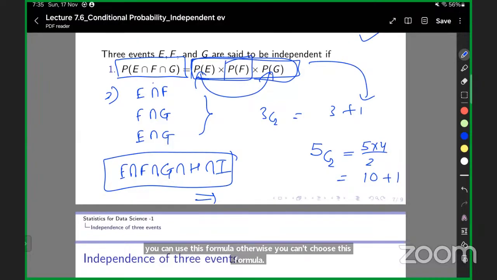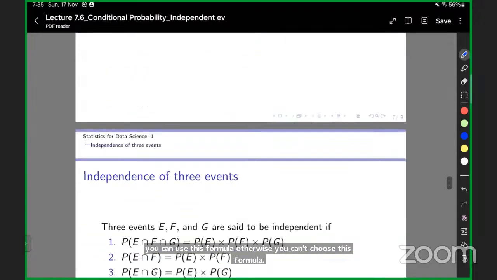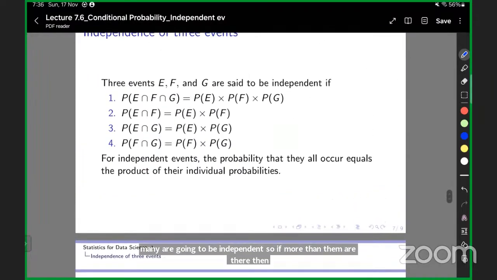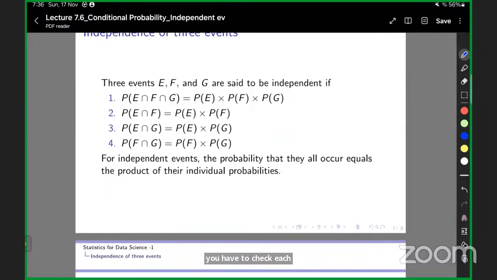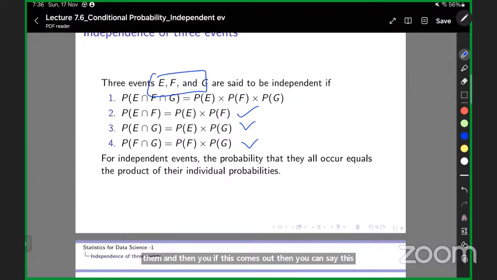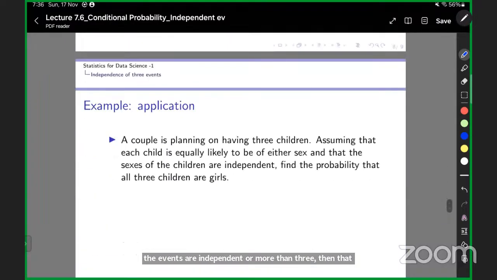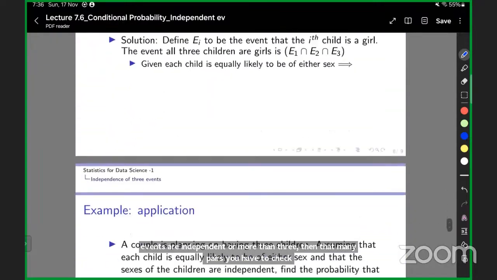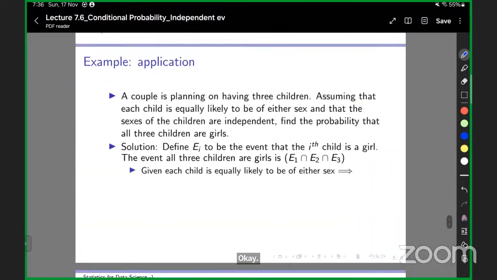This many are going to be independent. So if more than them are there, then you have to check each individual pair and then compare them. And if this comes out, then you can say these three events are independent, or more than three, then that many pairs you have to check. Okay. Maybe we can do this example.